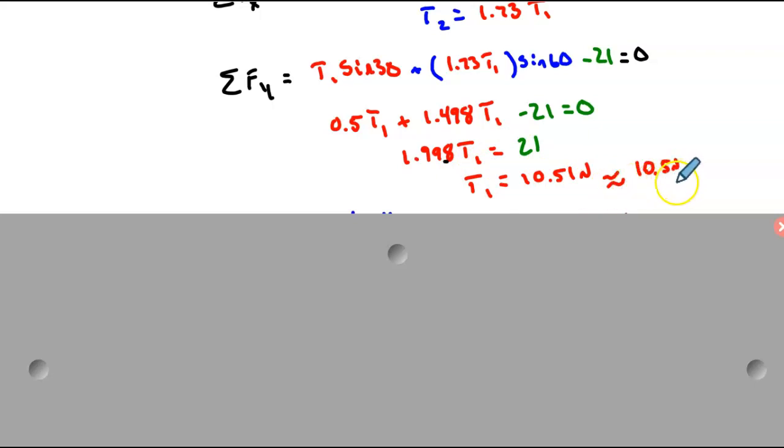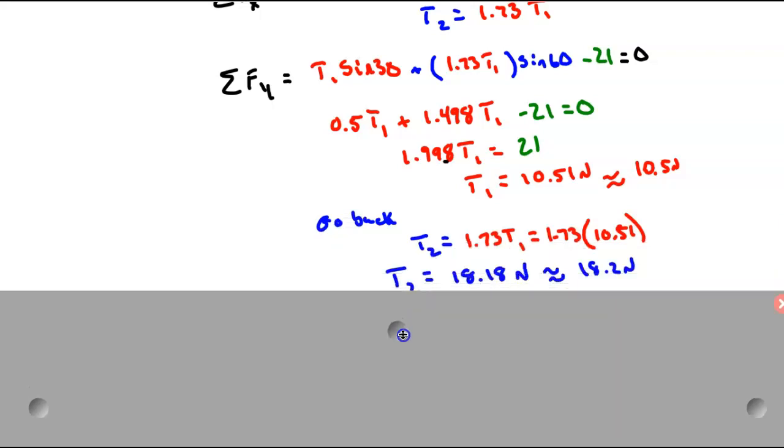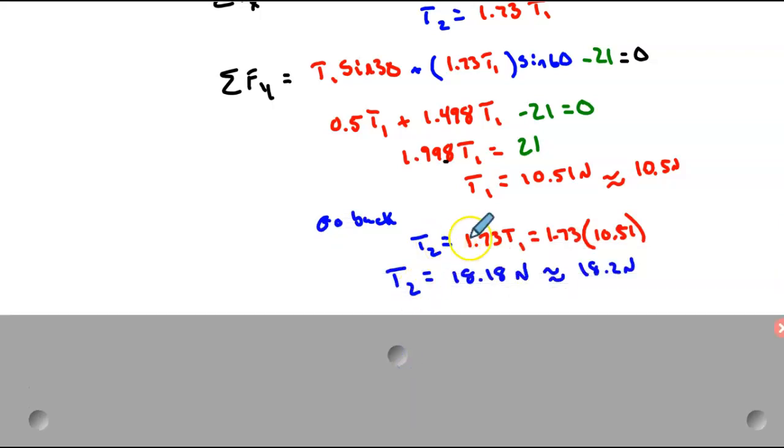Now I can come back up to my expression for T2, put that value in for the T1, and I'll know what the tension in that second string is. So going back, substituting in the 10.51, I get the 1.73 times the 10.51, and resulting finally in 18.2 newtons in the T2 string. So I can see the tension in that second string is greater than the tension in the first string. They're at unequal angles, so we'd expect that. And we know the weight is 21 newtons, so we have all three forces now identified.